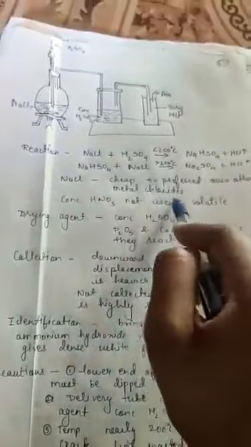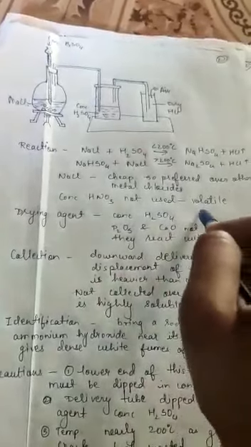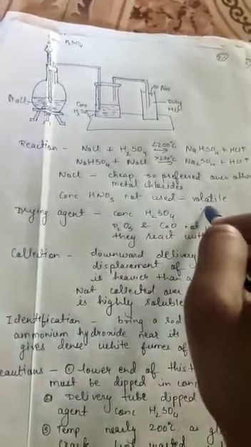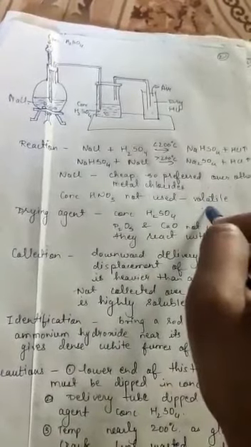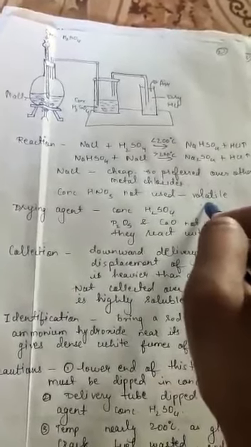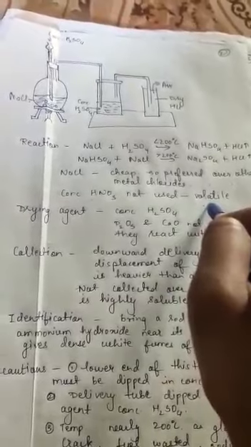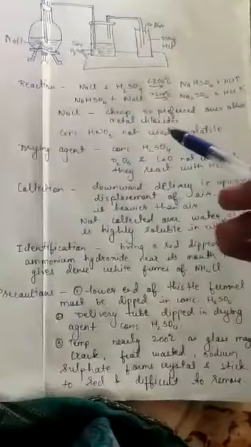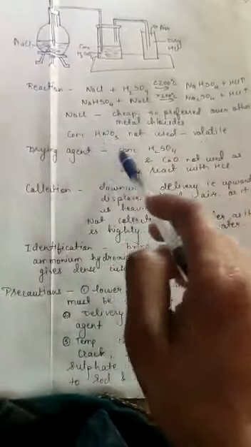Why is NaCl used? Because it is very cheap, so it is preferred over other metal chlorides. And among concentrated acids, only concentrated H2SO4 is used; concentrated HNO3 is not used because it is volatile. When it is volatile, it will vaporize and might react with HCl, and it will not give dry HCl gas. As I said, the drying agent is concentrated H2SO4 because it absorbs the moisture from the HCl to give dry HCl gas.